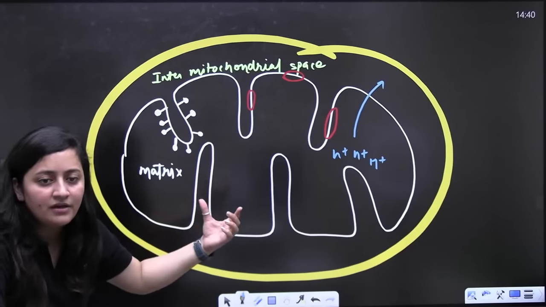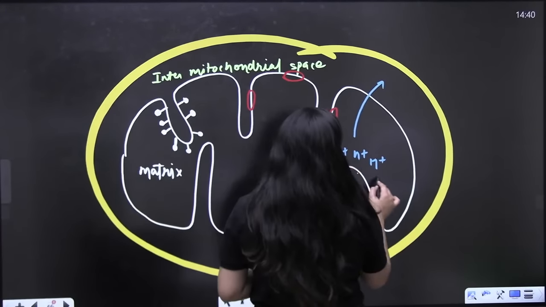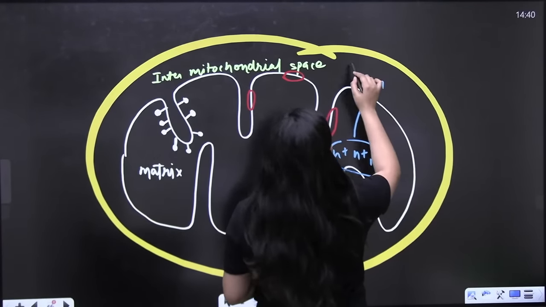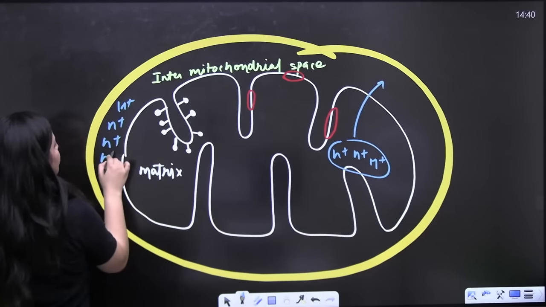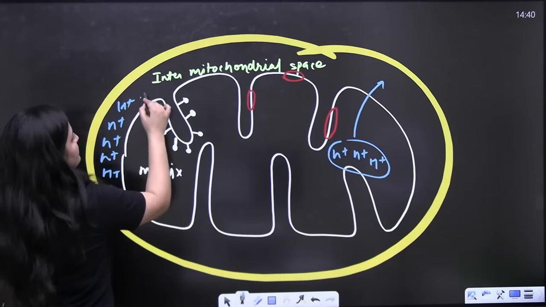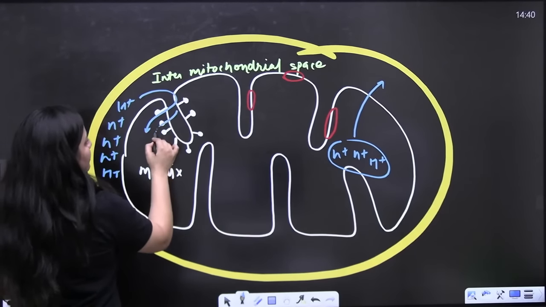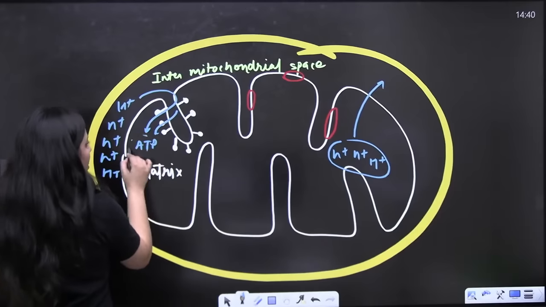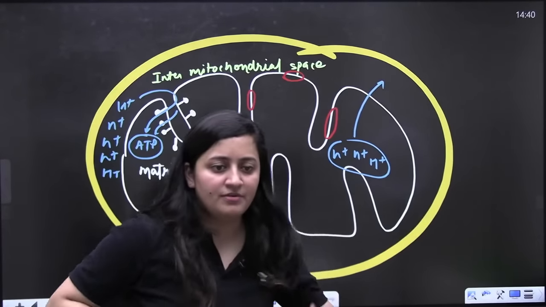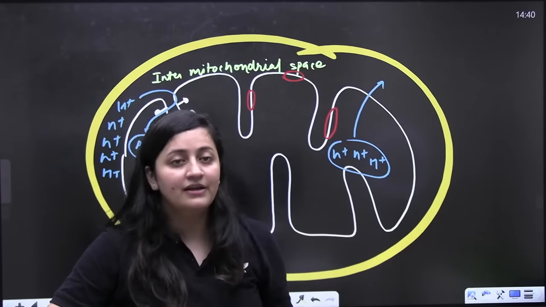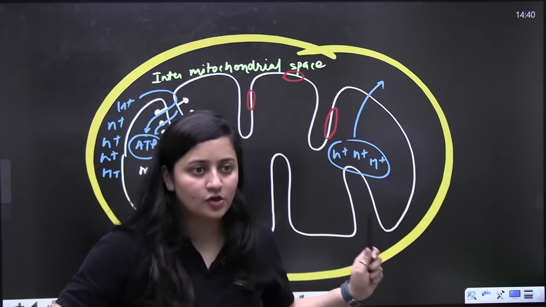Ultimately, what is happening here? The protons will be pumped to the intermembrane space. When we have more protons in the intermembrane space, with the help of these oxysomes, these protons will be pumped back and ATP will be formed. So this is going to happen in the electron transport chain. First of all, tell me, is the first step clear?